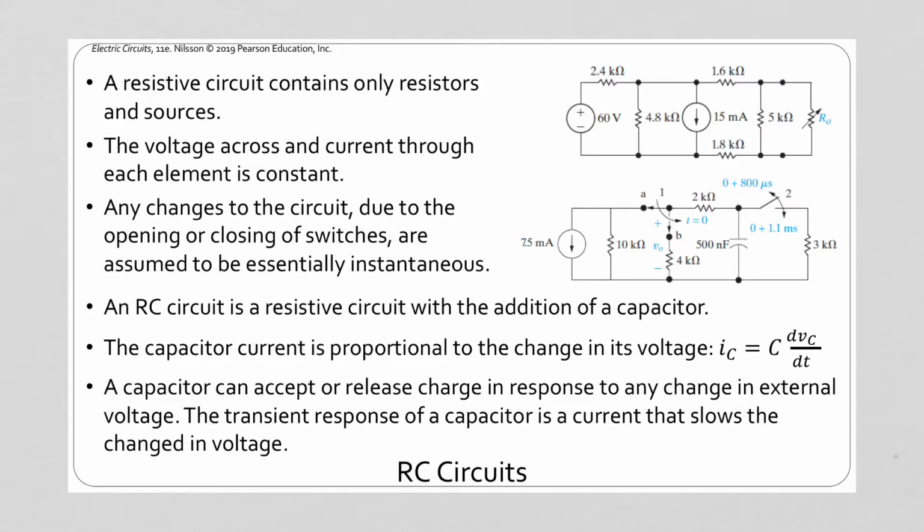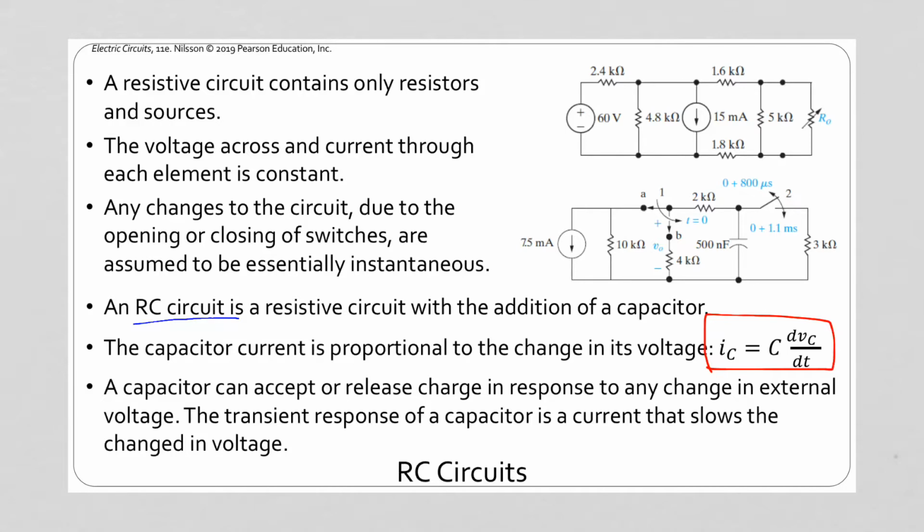However, an RC circuit is a resistive network that includes resistors and sources and also includes a capacitor in its midst. A capacitor is a little bit different from a resistor. Its characteristic equation is thus: the current flowing into or out of a capacitor depends on the rate of change of the voltage of that capacitor.